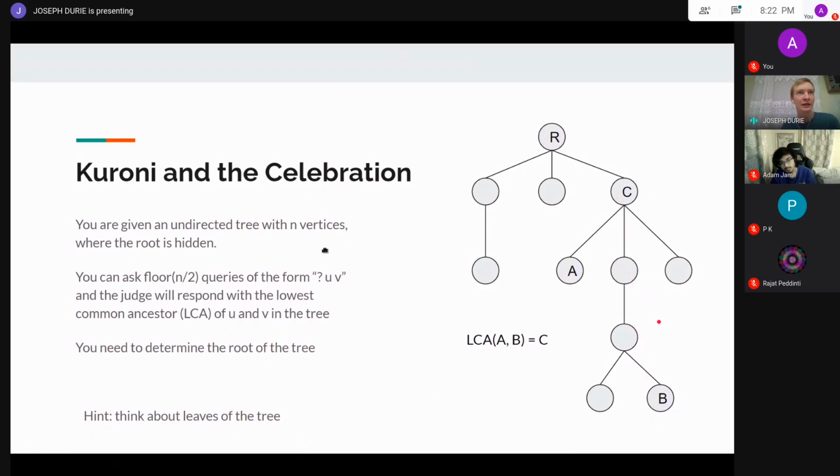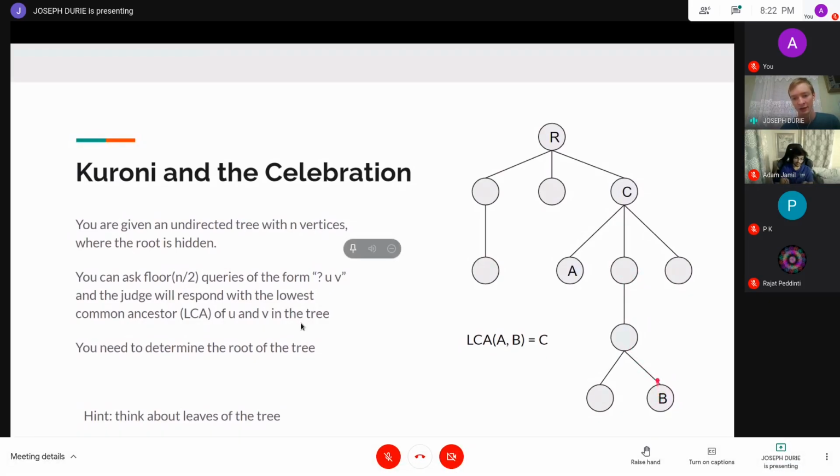But if the LCA is A, then that doesn't necessarily mean that A is the root. Because let's say A was this vertex here, and B was this. Then the LCA would be A, but A is not the root.